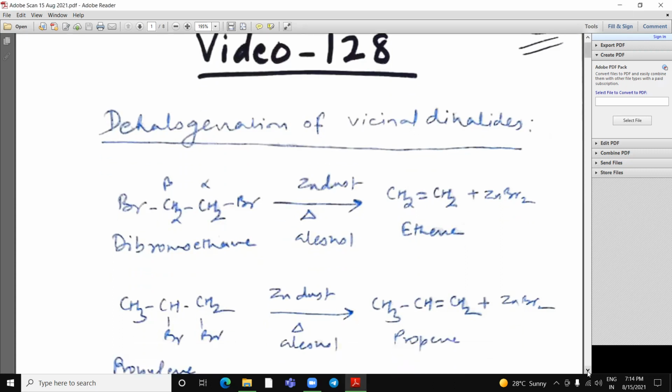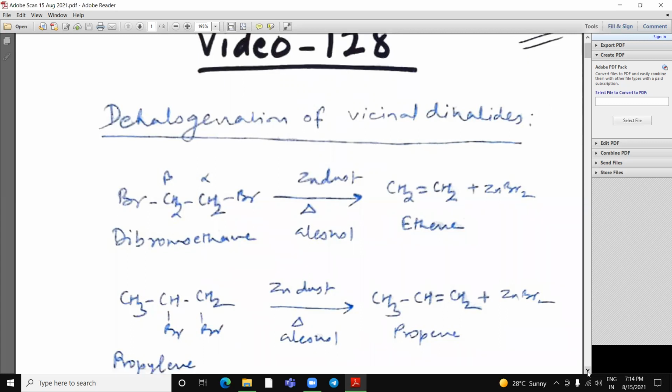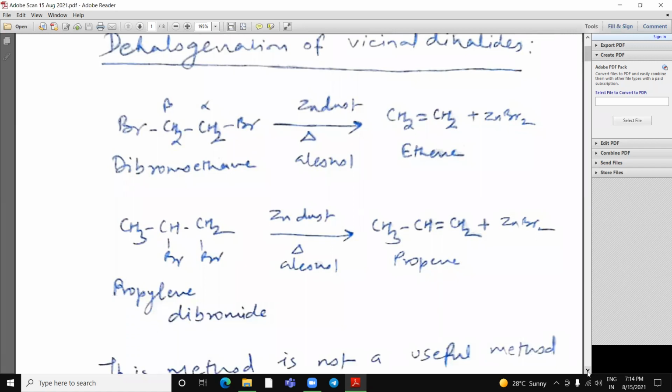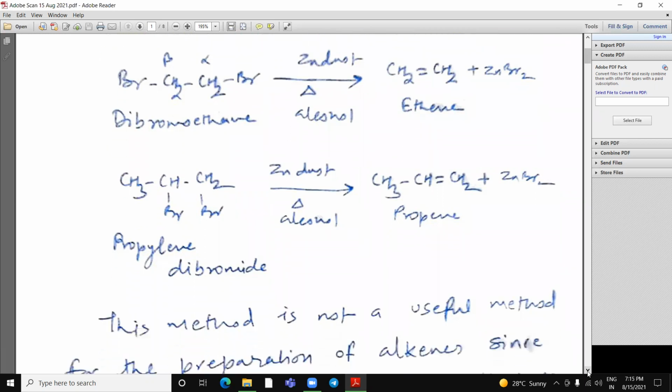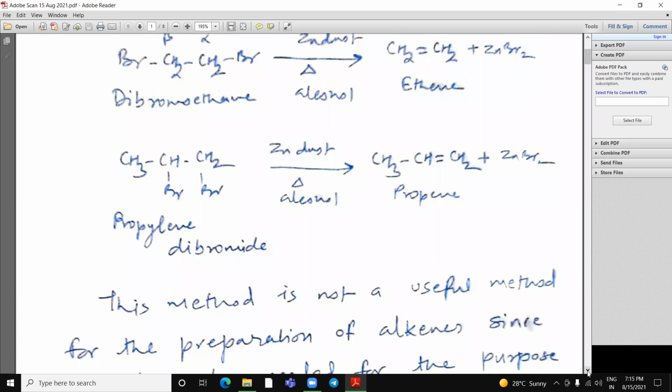Alkenes we can prepare from dibromoethane. It is a dehalogenation in presence of zinc dust, alcohol. It will give us ethene plus zinc dibromide as a byproduct. Propylene dibromide also gives us corresponding propene in presence of zinc dust and alcohol.